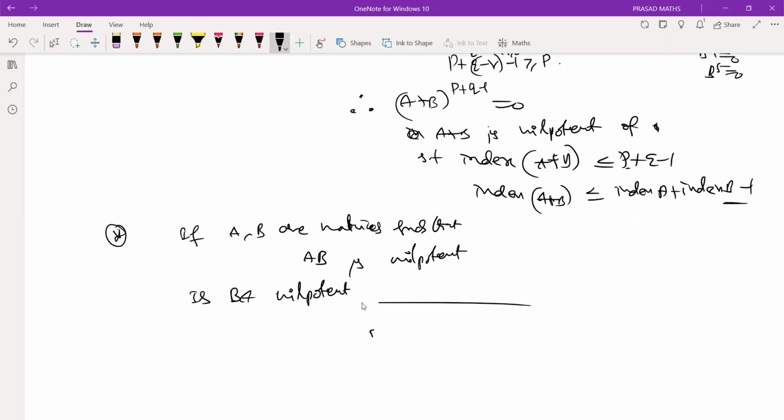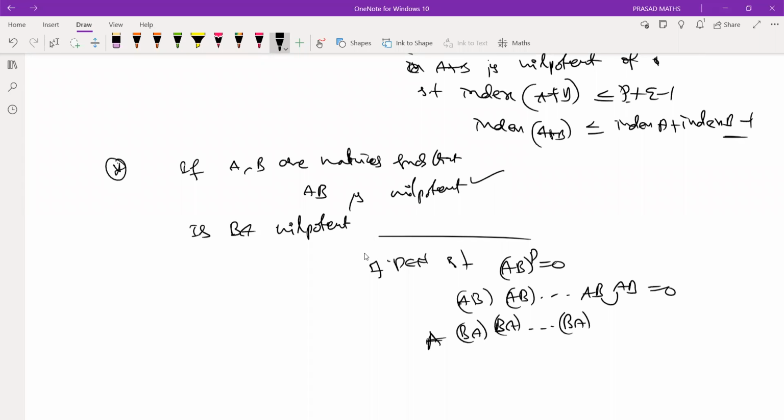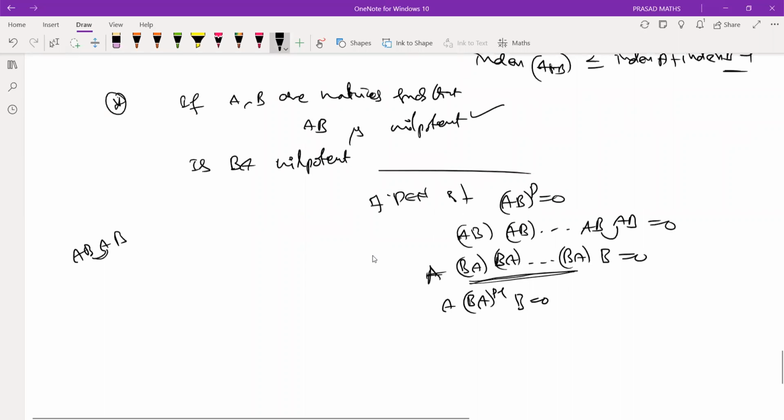So here ab is nilpotent. That means we can find a positive integer p such that (ab) whole power p is 0. That is the definition. (ab) power p is 0 means ab times ab times ab and so on is 0. That is a times ba times ba times ba, ending in b, is 0. How many ba's are there? Suppose ab times ab, how many ba's are there? p minus 1. Right? What I do is multiply this equation by b.